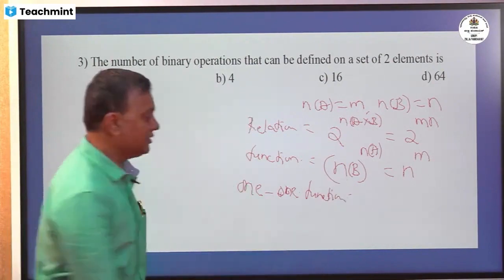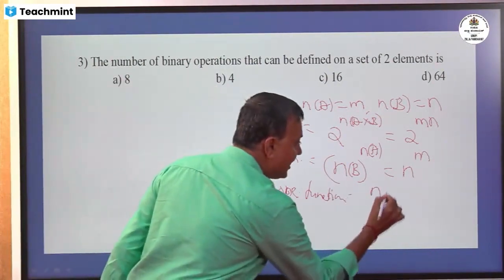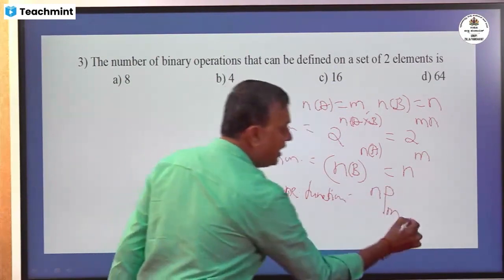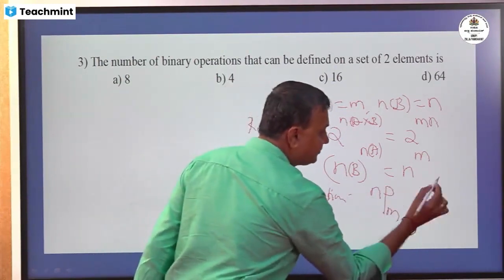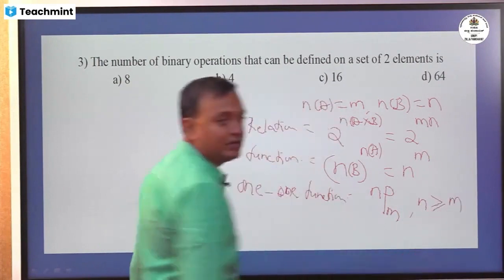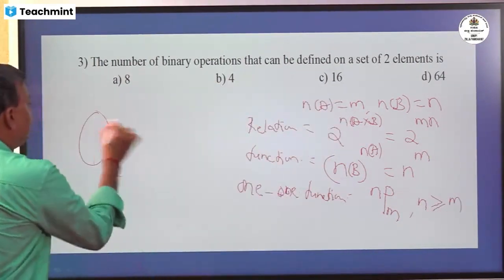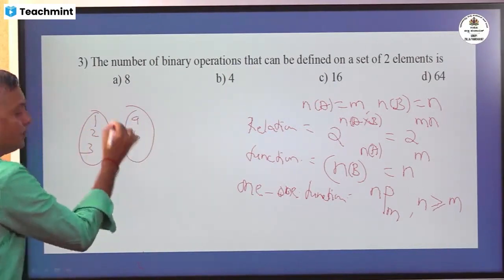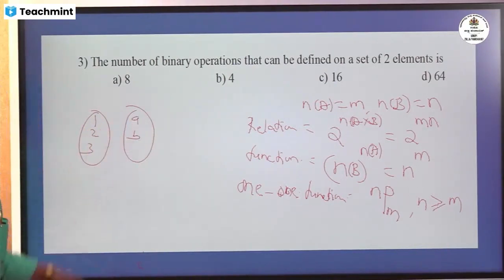1 function is already discussed. npm, n permutation m. So here n is always greater than or equal to m. So in this case, see, here 1 function not possible.